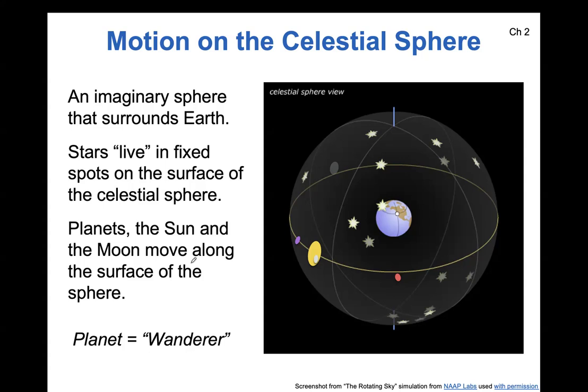Planets, the sun and the moon move along the surface of the sphere. So they are wanderers. The word planet, from "wandering star," is the origin of the word. So over different times of the year, the planets and the sun, planets being shown as the purple dot, the white dot, and the red one, and the sun, of course, the large yellow dot, are moving across the celestial sphere. Okay, not over an individual night, but over many weeks.